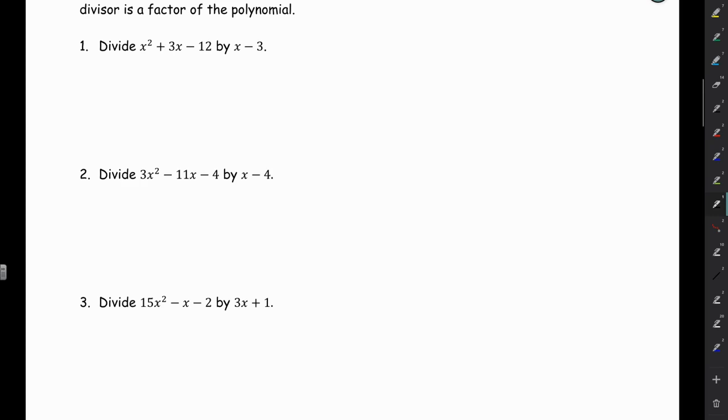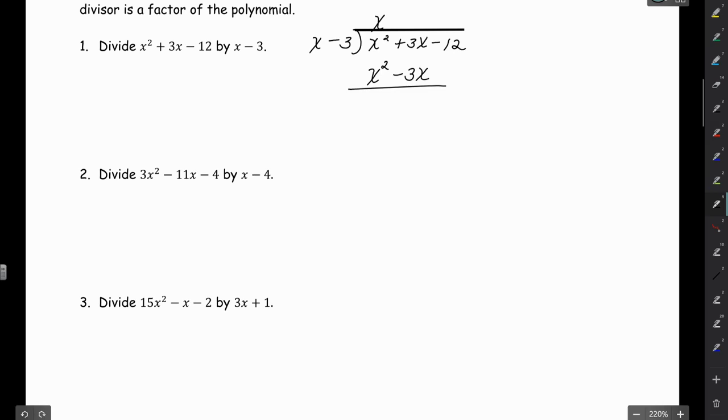So first, we'll set it up. And we want to determine what times x is going to give me x squared, and that would be x. So x times x is x squared. And then x times negative 3 is negative 3x. Do a sign change. Add them together. And then bring down the minus 12.